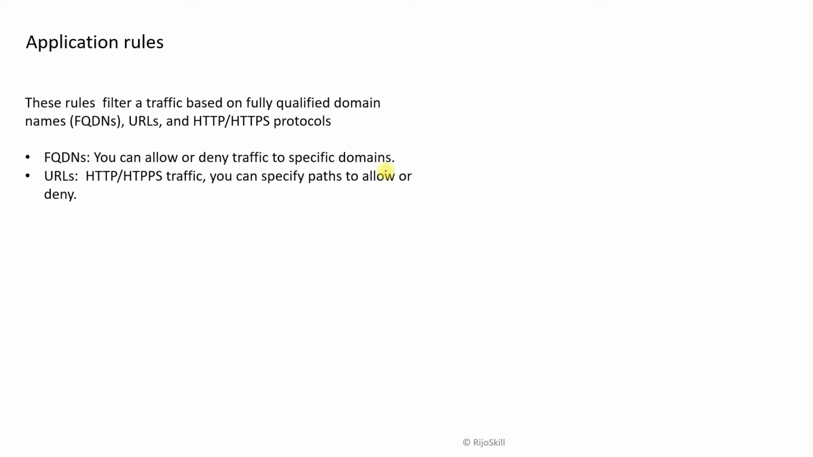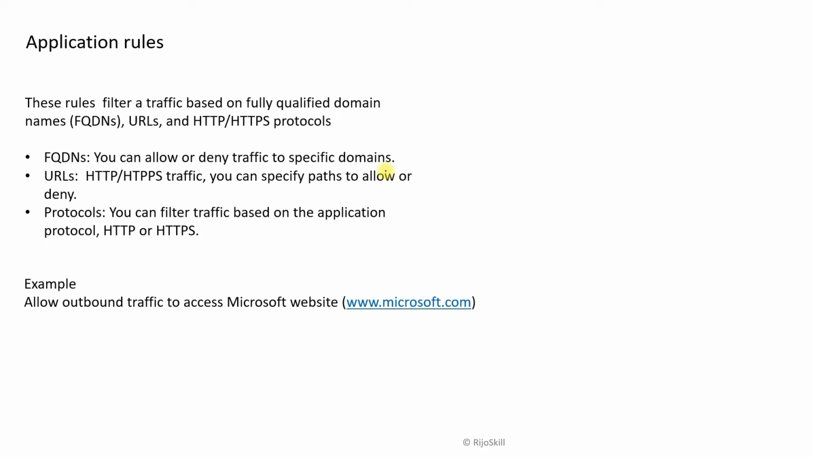What does the application rule mean? This rule filters traffic based on fully qualified domain name, URL, and HTTP or HTTPS protocols. Fully qualified domain means you can allow or deny traffic to a specific domain, for example www.google.com, that is a fully qualified domain. For URL, with HTTP or HTTPS traffic, you can specify a path to allow or deny. And for protocols, you can filter based on protocols like HTTPS or HTTP.